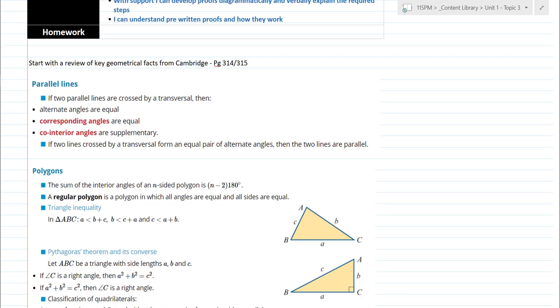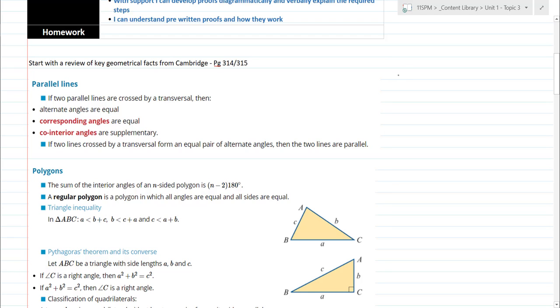So first of all, you will need to recall some geometric facts. This is on page 314 and 315 of your textbook, and you need to know certain things, which we covered this year anyway. So you know the ideas of angles in parallel lines, some of the concepts of polygons. So this angles in parallel lines, this is year 8 work. In fact, you probably touched on some of it in year 7. It's the idea of those corresponding angles, co-interior angles, etc.